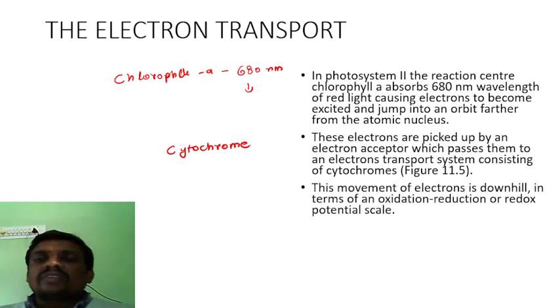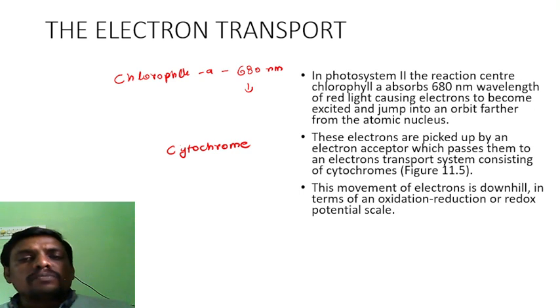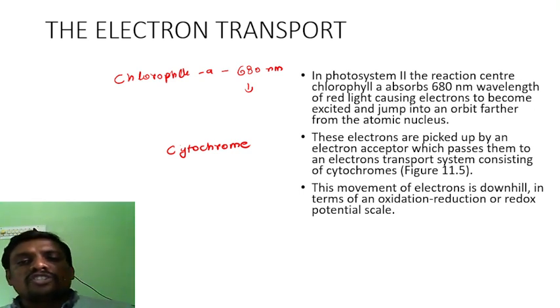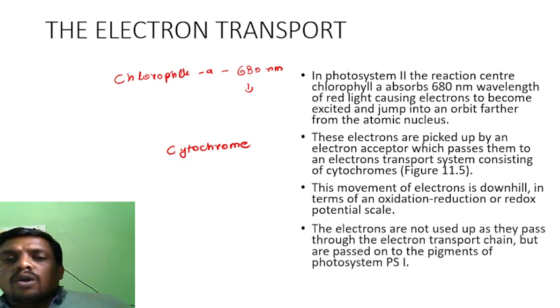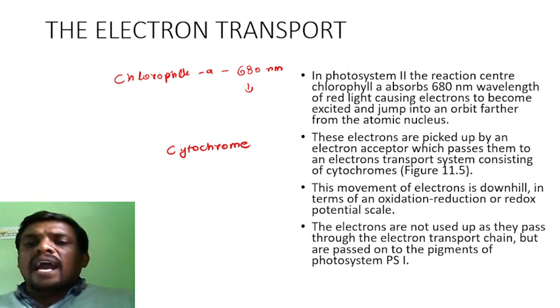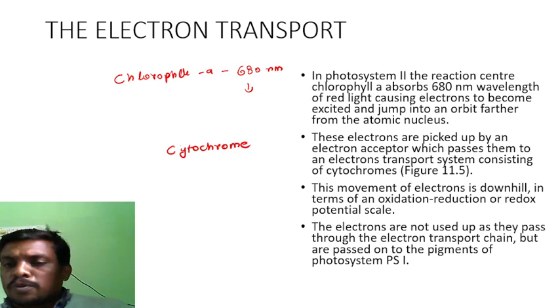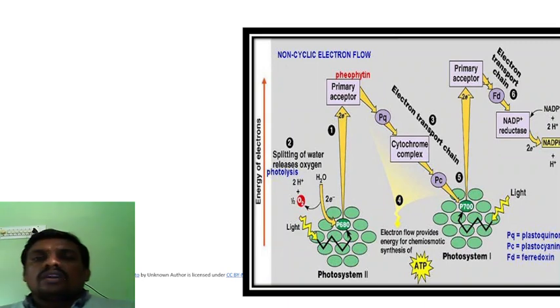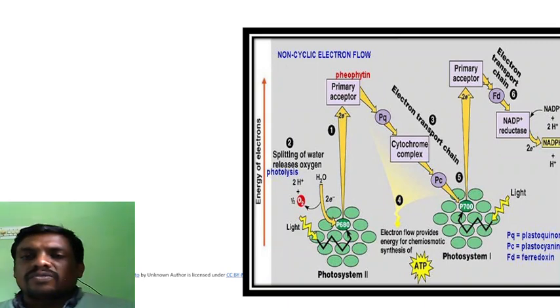Now, this movement of electrons downhill helps in oxidation and reduction, on the redox potential scale. Oxidation reactions and reduction reactions are both occurring, hence it is called redox reactions. Electrons are not used up as they pass through the electron transport chain, but are passed on to the pigments of photosystem 1. Hence it is called non-cyclic photophosphorylation.